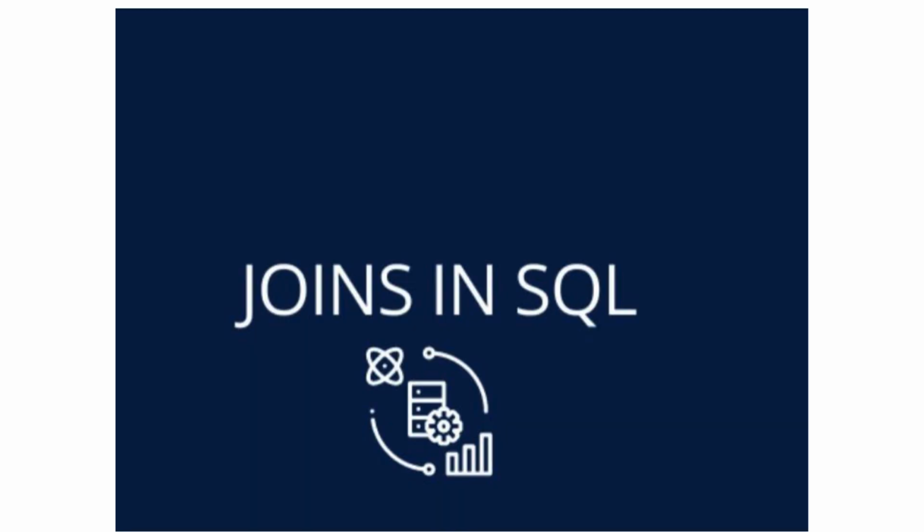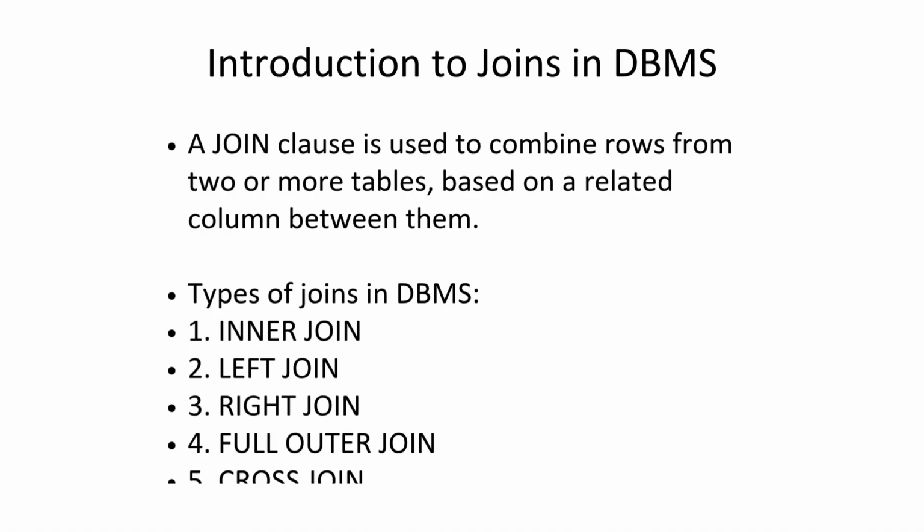Hello and welcome. In this video, we will explore one of the core concepts in relational databases, joins in DBMS. In real-world database design, we normalize data into multiple related tables. But when we want to retrieve the data meaningfully, we need joins. Joins help us combine rows from two or more tables using a related column, usually a foreign key.